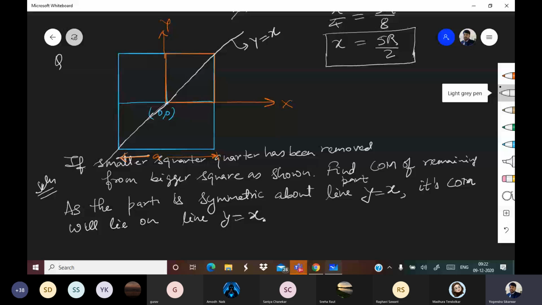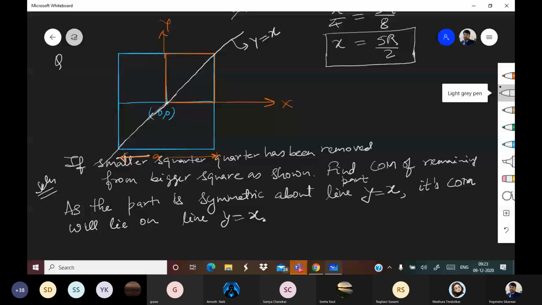Now this is a big relief for us. Why? If we talk about only one coordinate, x or y, the other is known, because if it is on the line y equals x, the x coordinate will be equal to the y coordinate. Yes or no? Yes. Now for the complete square, listen very carefully. The center of mass should be at the origin, that is 0 comma 0.